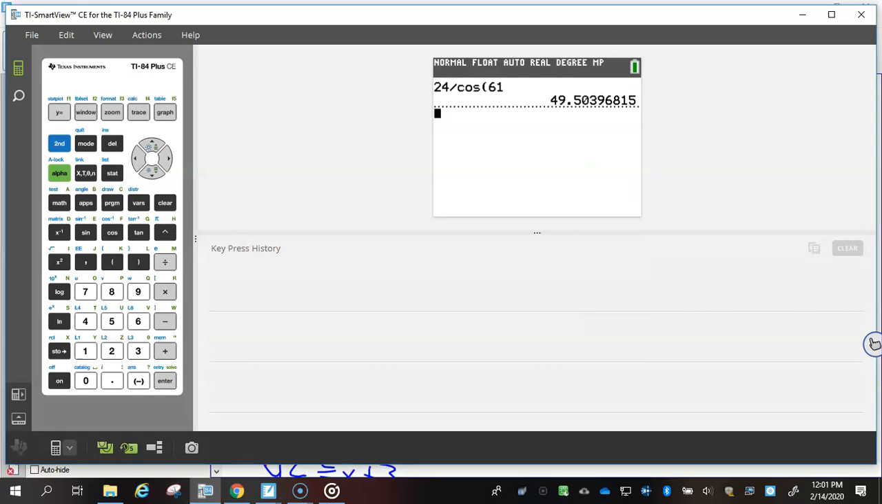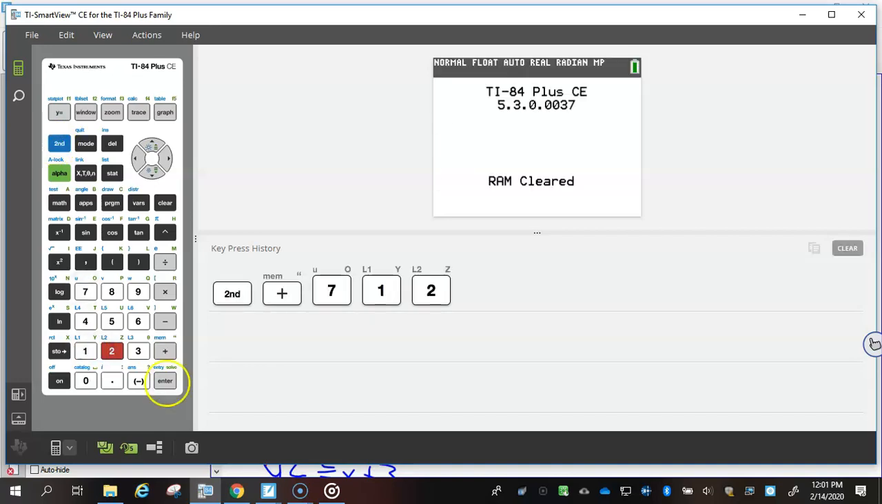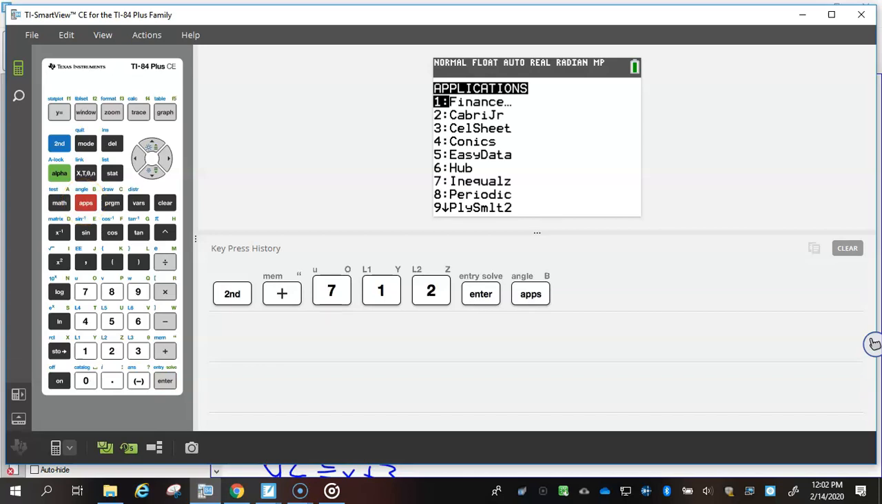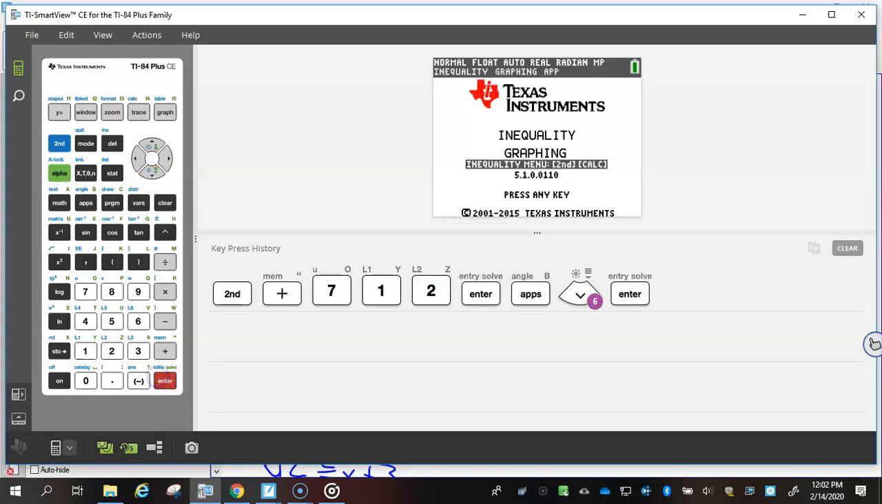Before you do anything else, reset your calculator. Second plus 7, 1, 2. For inequalities, in order to graph them, you need to go into apps. Now, I have a lot more apps than you do. What do you think we're looking for? Inequalz. So go to Inequalz and press enter. This screen should pop up after you've turned it on. Yours won't have as many apps as mine because mine is the computer version.